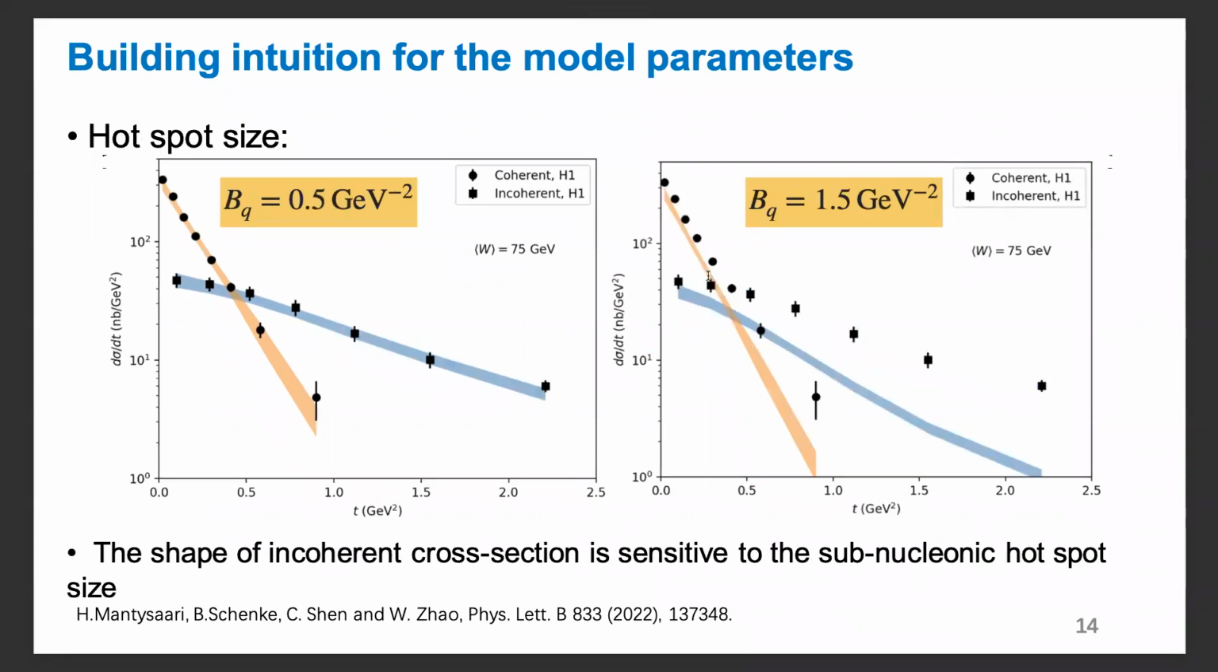And the second one is the hotspot size. From left to right, the hotspot size increases, and we clearly see that with the increase in hotspot size, the incoherent cross-section decreases, and also the coherent cross-section decreases faster. This is because with a larger hotspot size, it will decrease the fluctuation of the proton, so it will decrease the incoherent cross-sections. And also with the larger hotspot size, the coherent cross-section decreases faster, which means that the proton size becomes a bit larger.